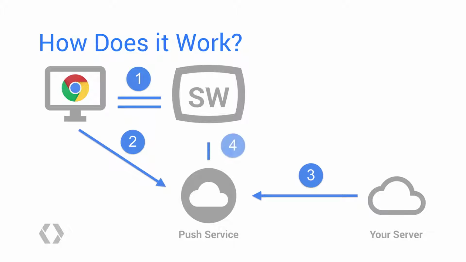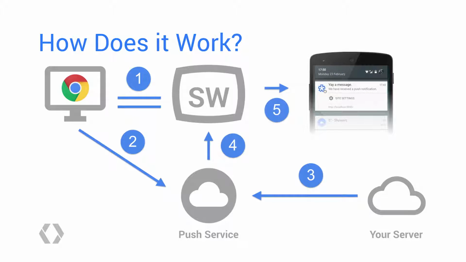When your server is ready to send a push message to users, you call an API on the push service to trigger a push message. The push service will then send a push message to the user's device, which will wake up your service worker and fire a push event. Then, in your event handler, you show a notification and done.